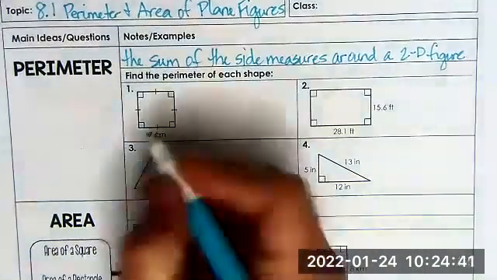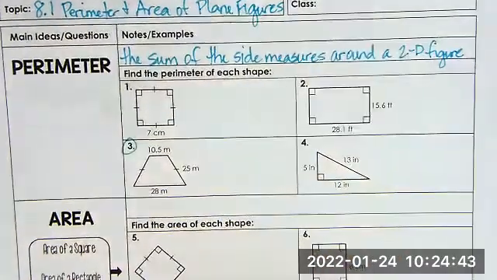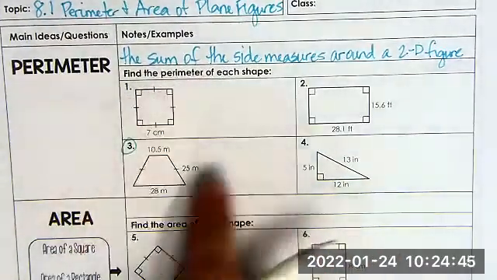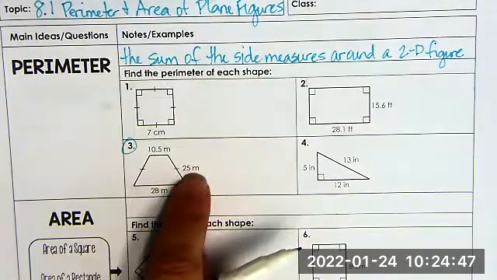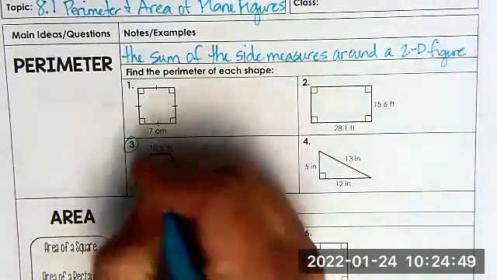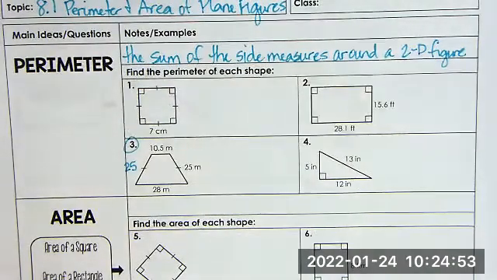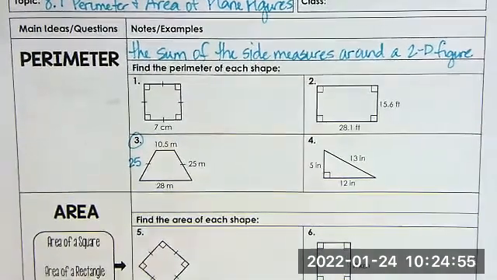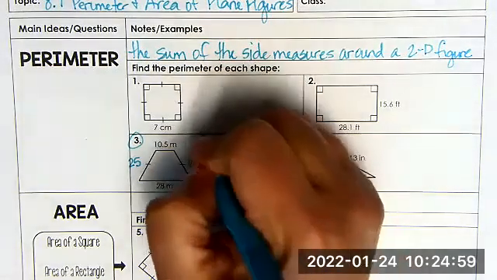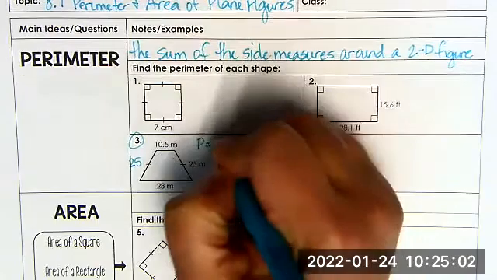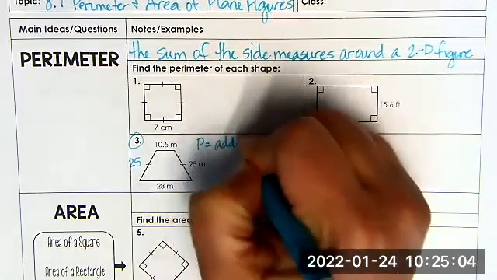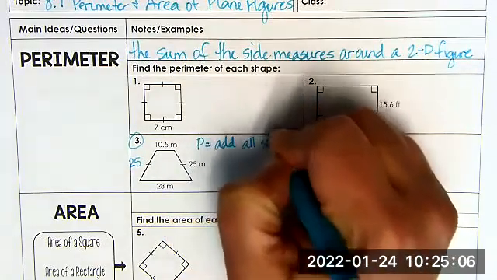Okay, we're going to look at number 3. Remember, you're just adding up all the sides. The tick marks mean that that side is the same. So if this side is 25, then this side is 25. Okay, so we get to use calculators again, but that means you have to write it before you type it. So to figure out the perimeter, we add all sides.